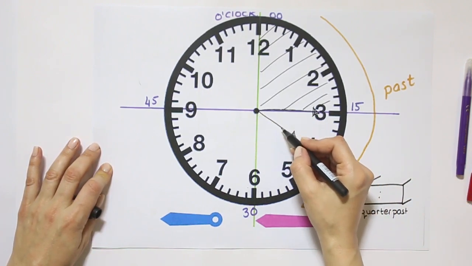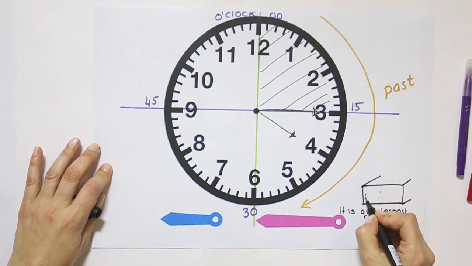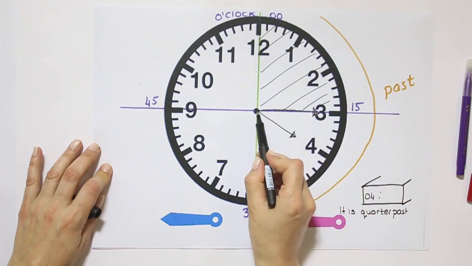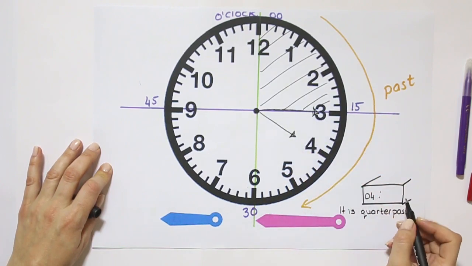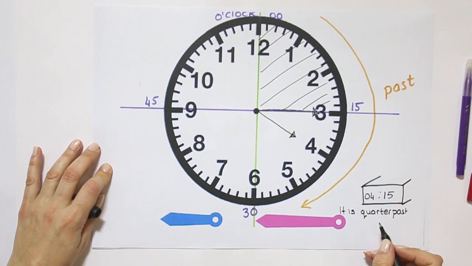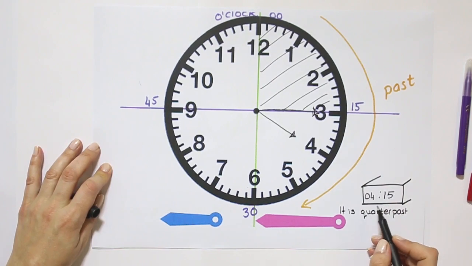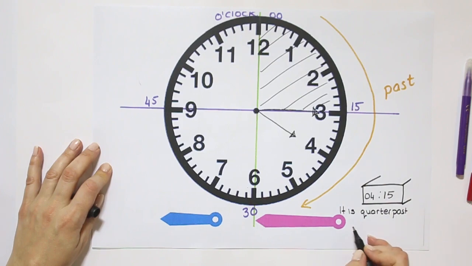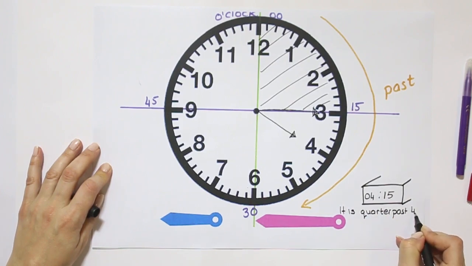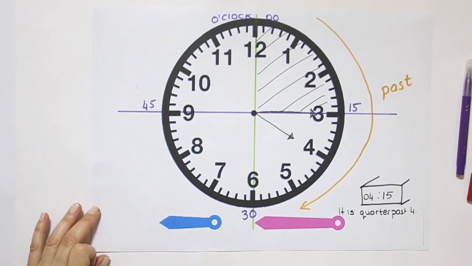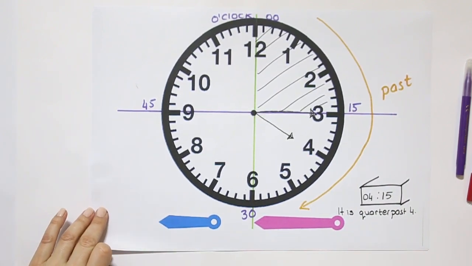The short hand is pointing at 4. So we know the hour of the day is 4. The minute hand is pointing to 3. We know that means 15 minutes. So, what time is it? It is 4:15. We can also say it is 4:15. Let's look at some more examples.